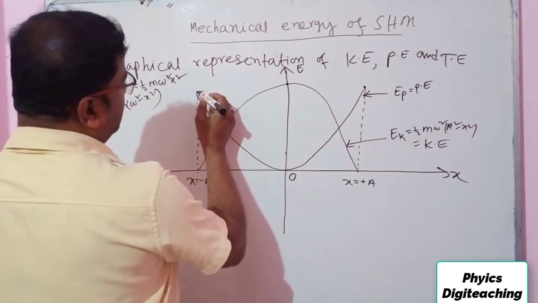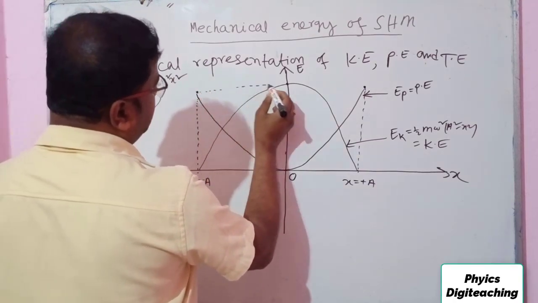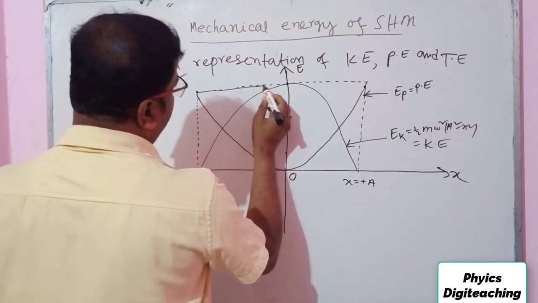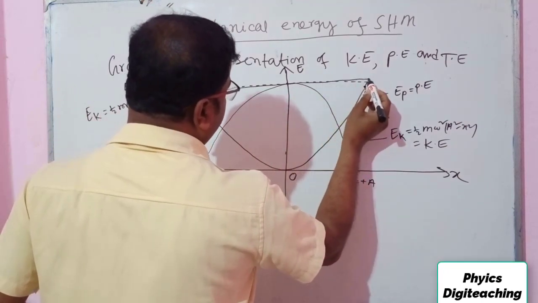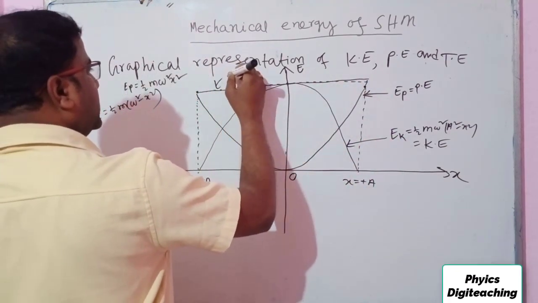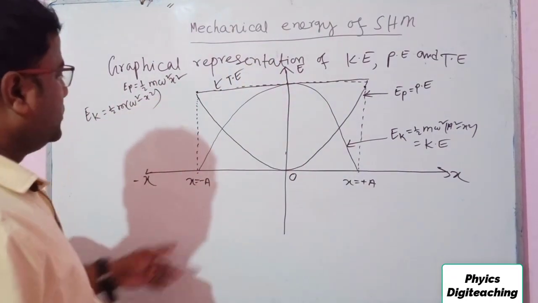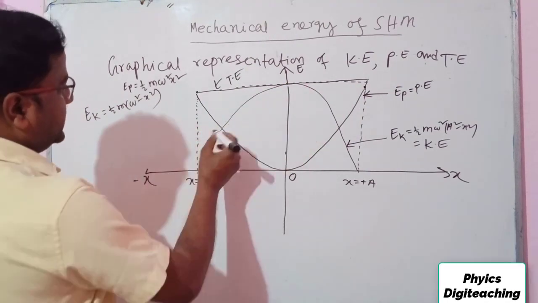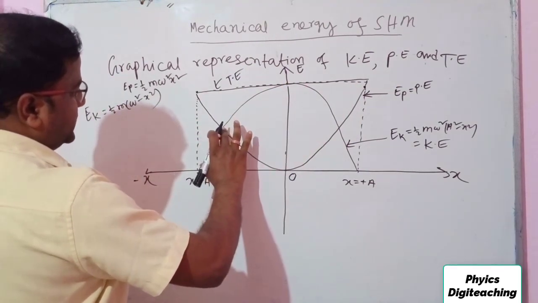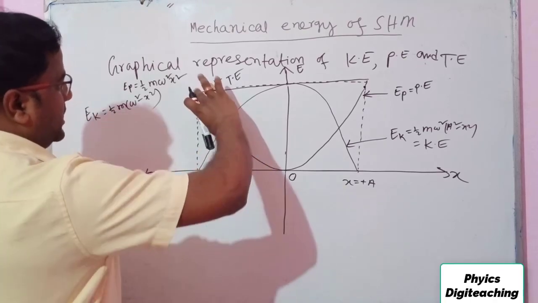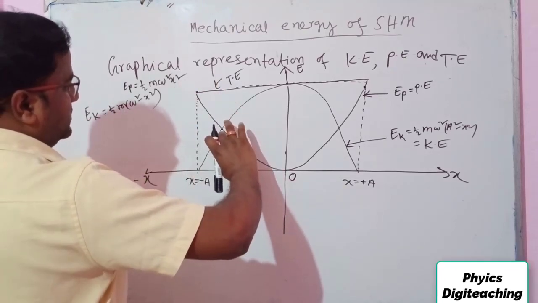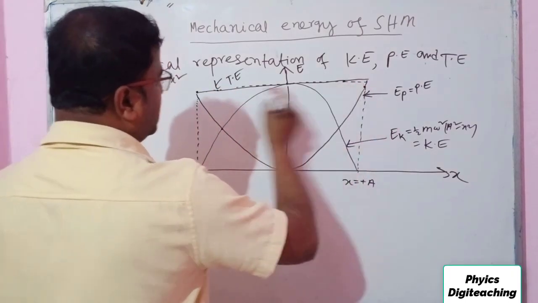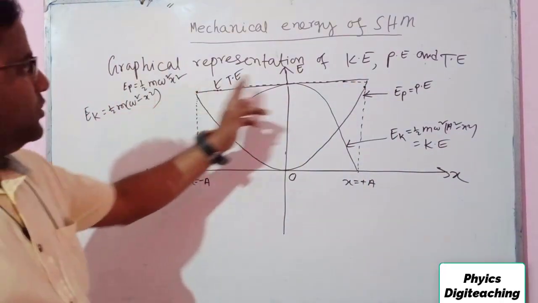If we draw this line, then we get the graph of total energy. This is the graph of total energy, showing that the total energy is always constant. At this point the total energy is this, and at this point half is kinetic energy and half is potential energy. Then if we add these two energies, we get this point. Here also we get this point. This is the graph of total energy.